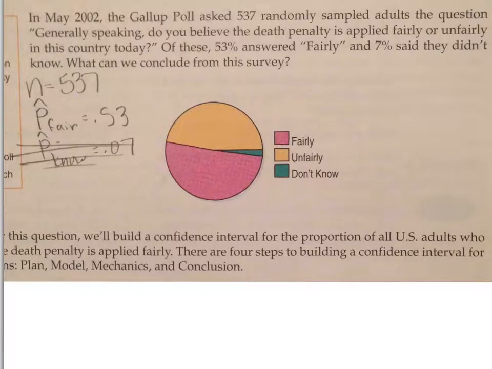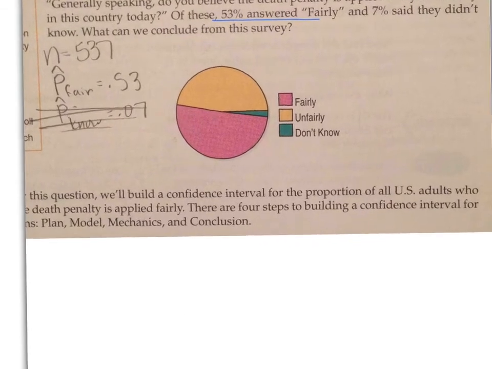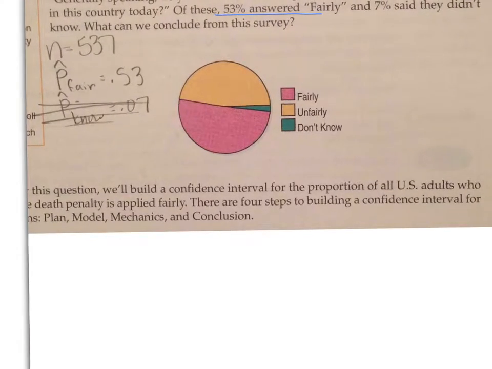Okay, so let's try one. In May 2002, the Gallup poll asked 537 randomly sampled adults the question, generally speaking, do you believe the death penalty is applied fairly or unfairly in this country today? Of those, 53% answered fairly and 7% said they didn't know. Okay, we'll build a confidence interval for the proportion of all U.S. adults who said it is applied fairly.